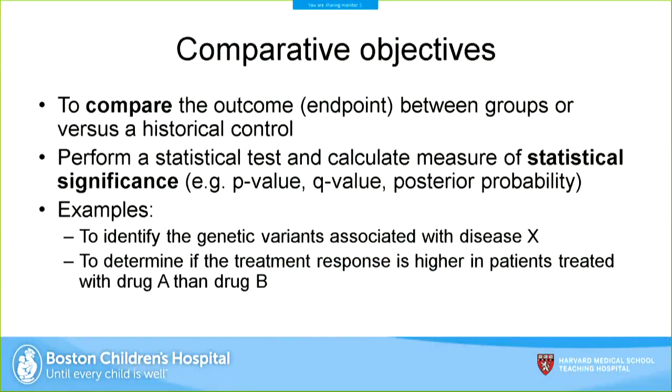Now, in comparison, for comparative objectives, the goal here is to compare a certain outcome or endpoint between groups, or compare the outcome that you measure in your study versus some historical control or some threshold. In this case, you would want to perform some type of statistical test and then calculate a measure of statistical significance. It could be a p-value, q-value, or posterior probability. So some examples: to identify the genetic variants associated with disease X, or to determine if the treatment response is higher in patients treated with drug A versus drug B.